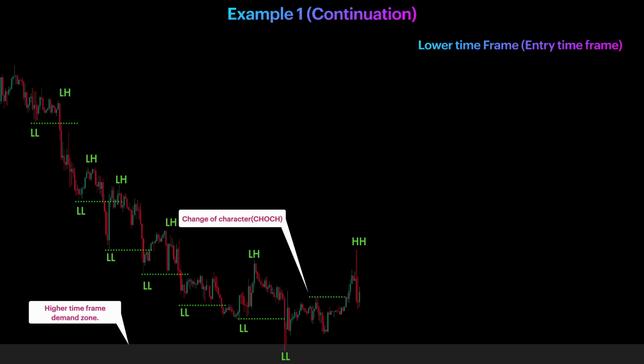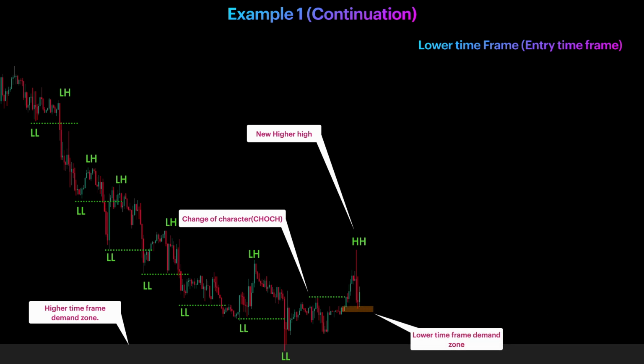We can clearly see that the market made a change of character. This is a sign that the market might reverse to the upside. We can notice that right now we have a new higher high, and there is no sign of new lower lows. This is also a signal that we might be in the beginning of a new trend.